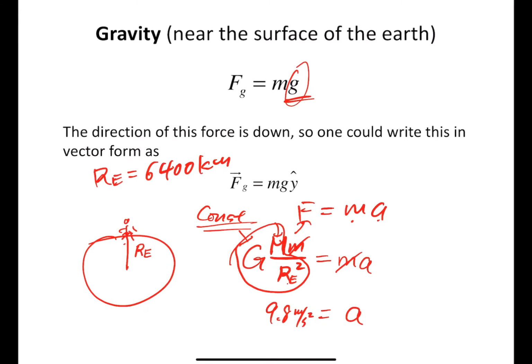Now, if you notice how this number is made up, G is a constant. The mass of Earth is constant. But how about here? This one is not constant. What I mean is, if you are at 10 kilometers, you should expect R is bigger. Therefore, your g value is lower. Make sense? Now, how about if you go deeper?